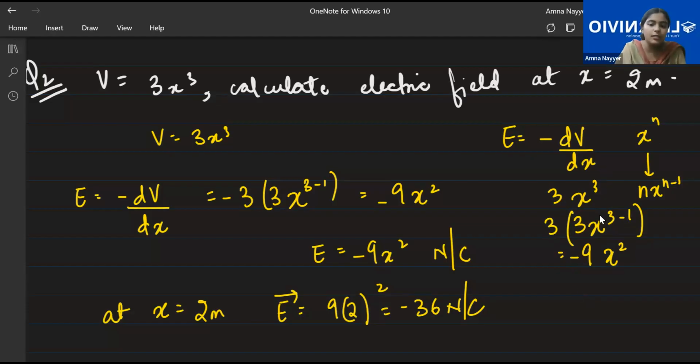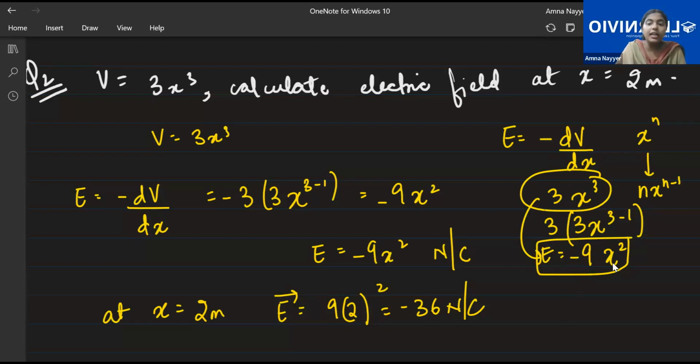Now it is asking us to calculate this. This is electric field. We had the equation of potential, and now we have calculated the electric field. Now we have to calculate the electric field when x is 2. So x squared will become 4.